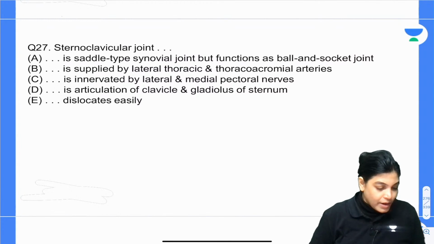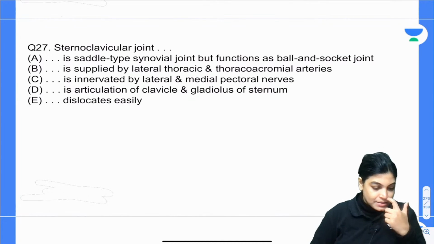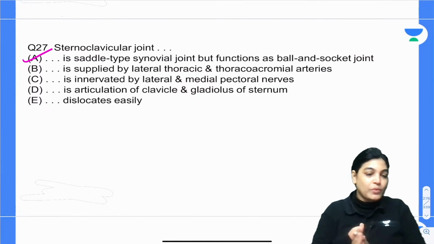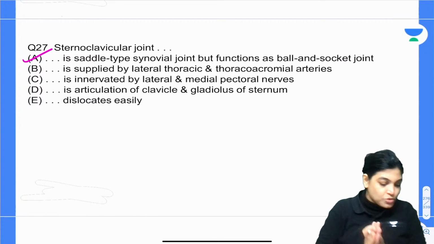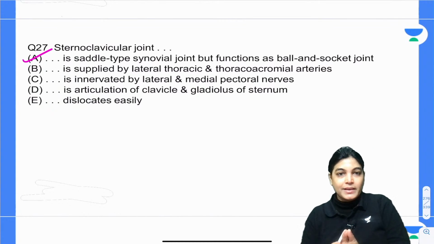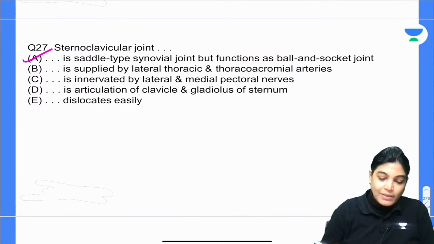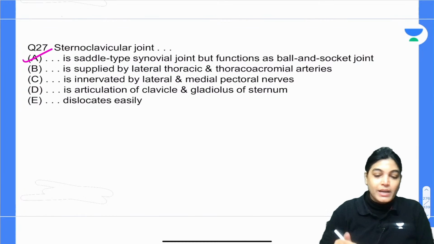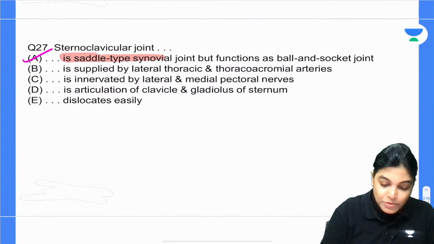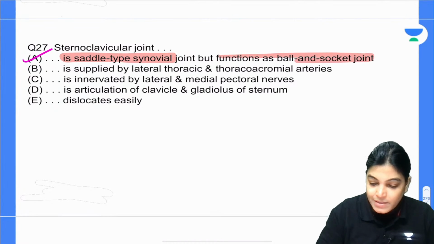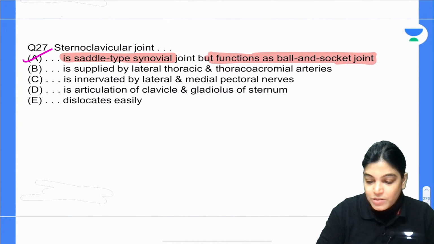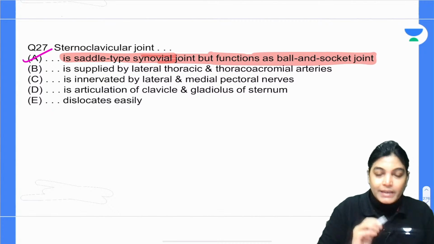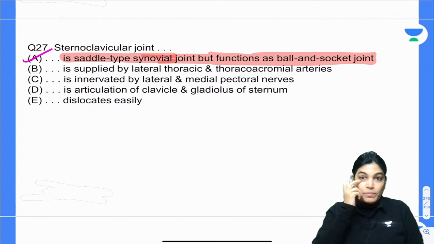Your time starts now. I got an answer from Suchitra and Mohit. Both are giving A as the correct answer. Absolutely correct. Both of you have given the right answer. If we talk about the sternoclavicular joint, it has two definitions. Structurally it is a saddle type of synovial joint, but functionally it functions as a ball and socket type of joint, so it has 3 degrees of movement and more than 2 planes of movement.